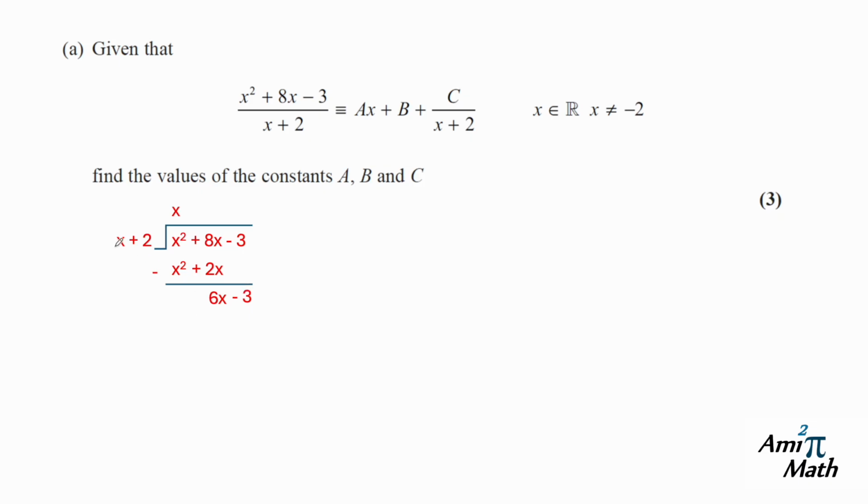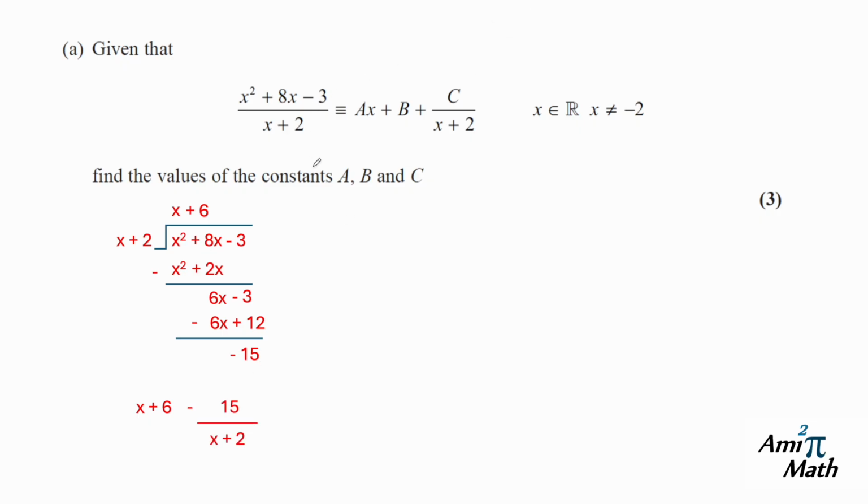And how many times does x go into 6x? 6 times. x times 6 gives 6x, and 2 times 6 gives 12. And then you do minus again, and 6x minus 6x is 0. Minus 3 minus 12 gives minus 15. So we end up getting our answer as x plus 6 minus 15 over x plus 2, as this is our remainder.